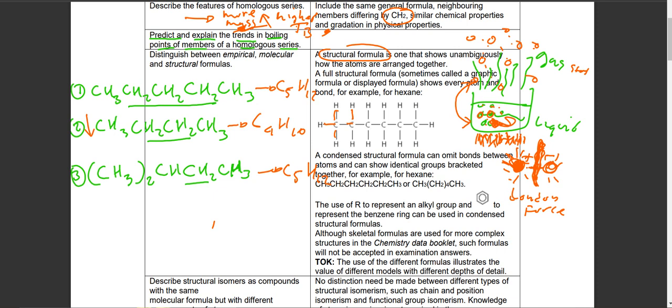For compound number 1, first of all, you have carbon, so write it down as carbon. Carbon must have 4 bonds, right?